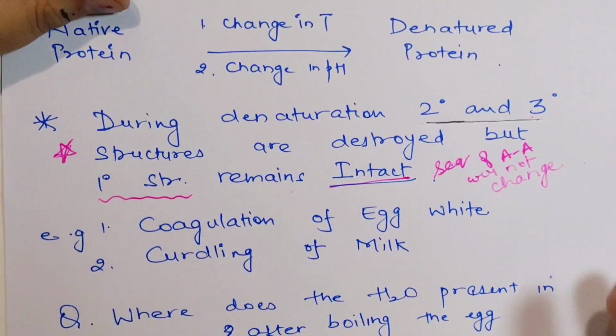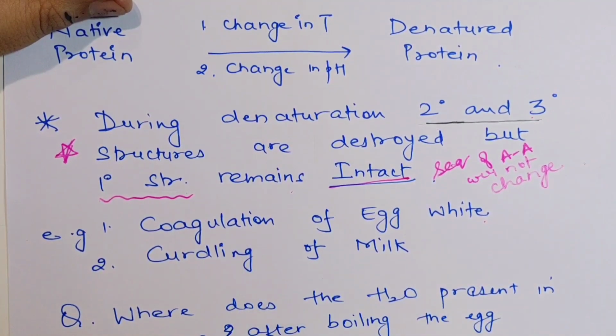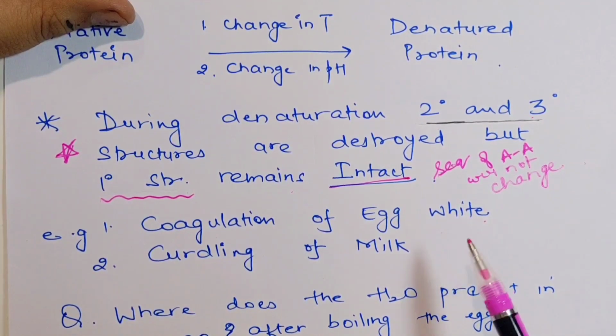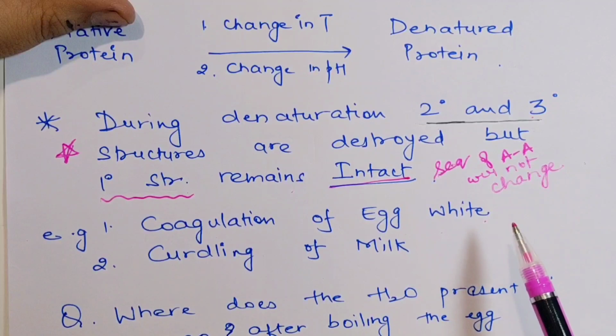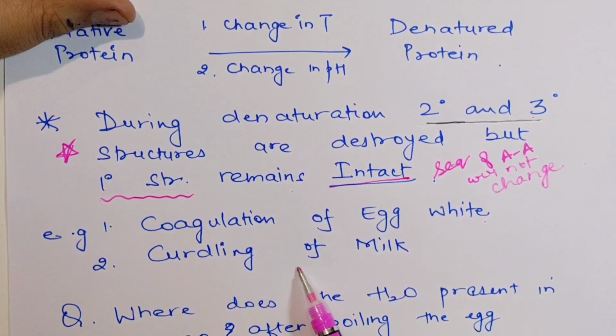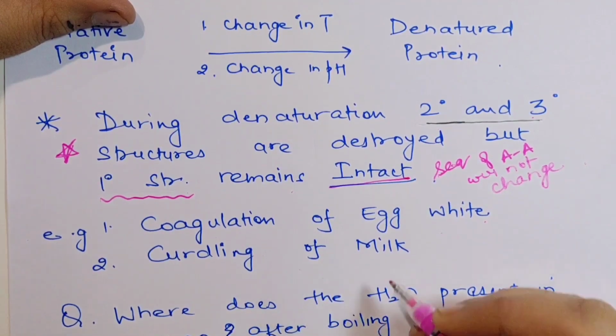Examples of denaturation: when you boil an egg, the egg coagulates, that is denaturation. And when milk curdles, when you add something sour into it, that is also an example of denaturation. When you boil milk, you are providing a temperature outside the comfort range of the native protein, so denaturation will take place. And in curdling of milk, you are adding something sour and heating it, so you are denaturing the protein present in milk, which is casein.